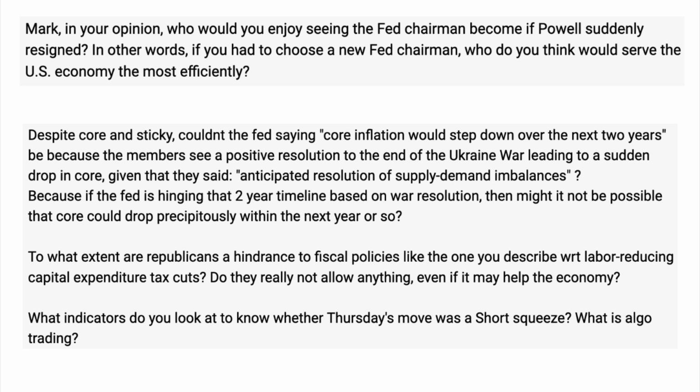First one, in your opinion, who would you enjoy seeing the Fed chairman become if Powell suddenly resigned? In other words, if you had to choose a new Fed chairman, who do you think would serve the U.S. economy the most efficiently? At this point, I think you need an outsider. You couldn't promote from within. And I think you'd need somebody who's not from Wall Street, and somebody who's not a pure academic.